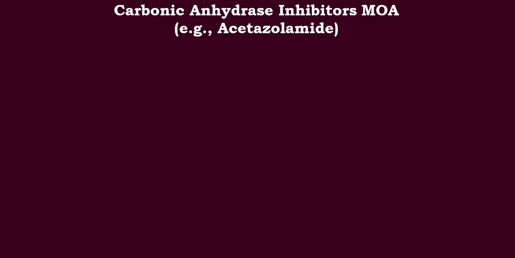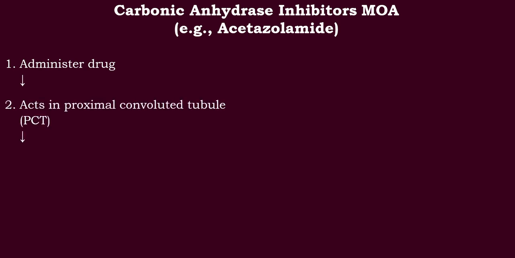Okay, so let's start at the very beginning. Step 1. Well, step one is simply giving the drug, the administration of the carbonic anhydrase inhibitor, like acetazolamide, our example here. Okay, administered, then what? Where does it go to do its job in the kidney? That's step 2, isn't it? It is, and the location is key. The proximal convoluted tubule, the PCT.